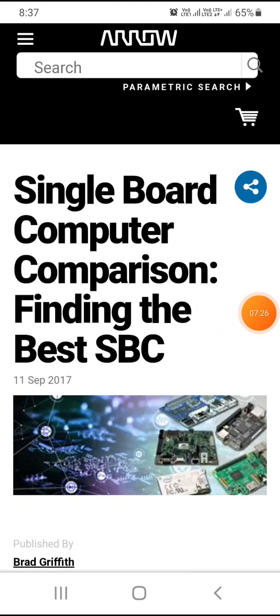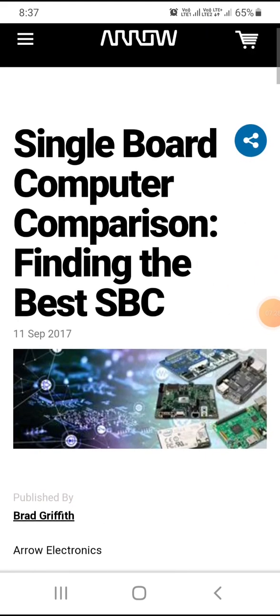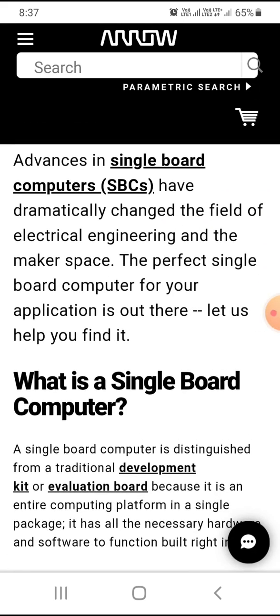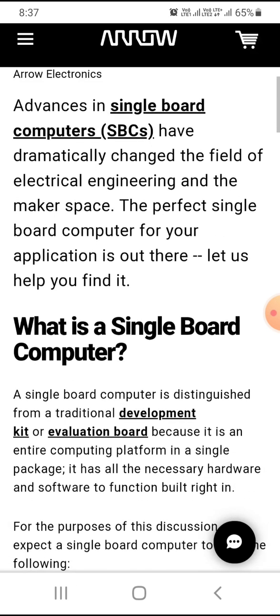expansion. Single board computer comparison: finding the best SBC. Advances in single board computers have dramatically changed the field of electrical engineering and the maker space. The perfect single board computer for your application is out there. Let us help you find it. What is a single board computer?